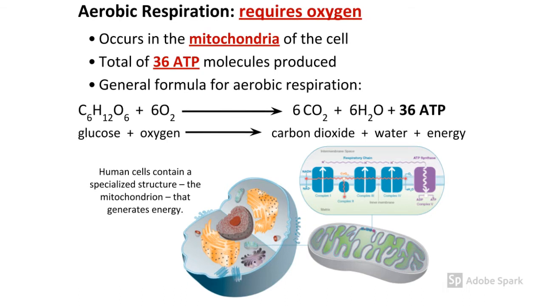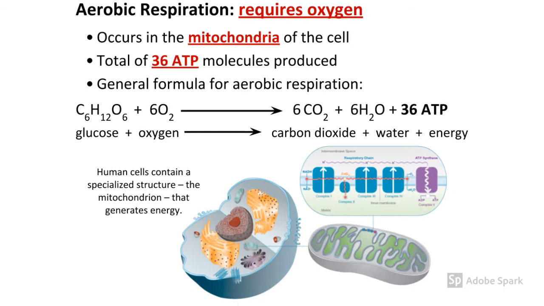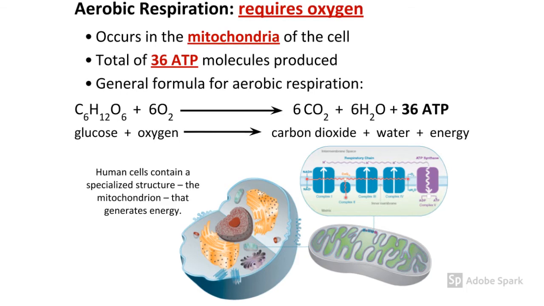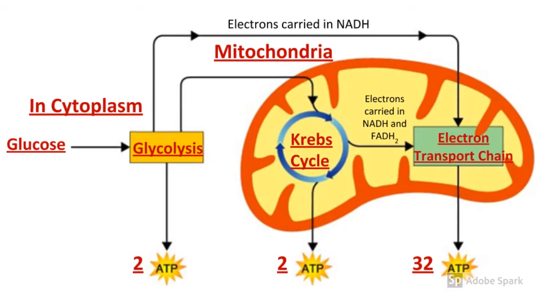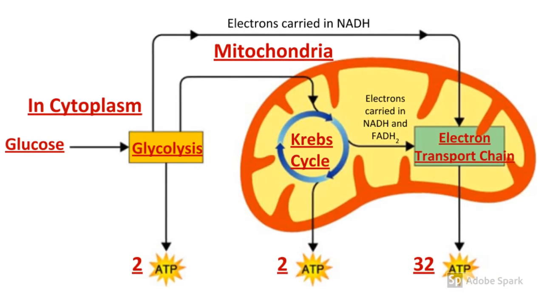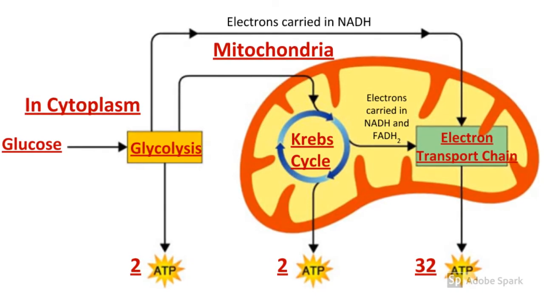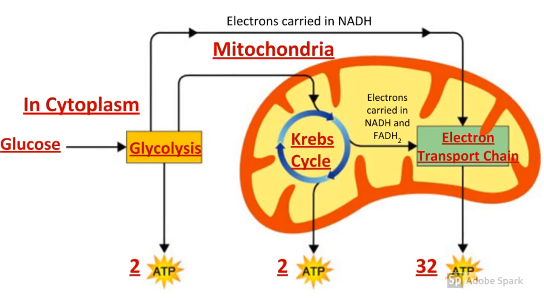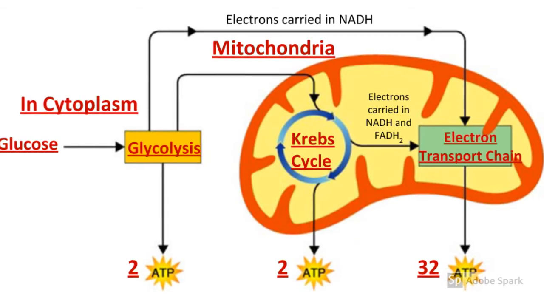And as you can see, there's the general formula for aerobic respiration. From the equation, glucose plus oxygen yields carbon dioxide plus water plus energy. And hopefully this equation looks familiar because it's really just the same thing as photosynthesis, but in reverse. As you can see in this picture, cellular respiration is broken down into three different steps. There's glycolysis, which happens in the cytoplasm, and then the rest of the steps happen in the mitochondria, which are the Krebs cycle and the electron transport chain.